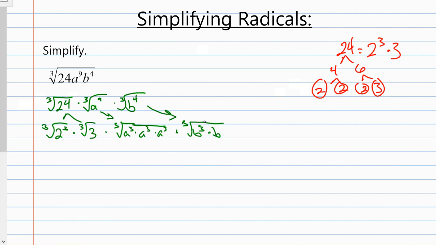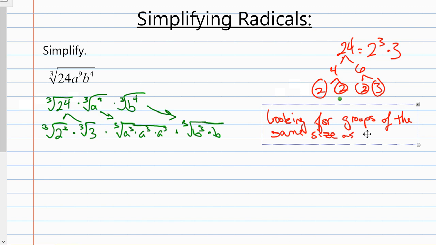And I am, again, looking for groups that match my index. Let me actually just write that down here. We're looking for groups of the same size as the index, which for us in this case is 3. That's my strategy as I'm breaking things down.